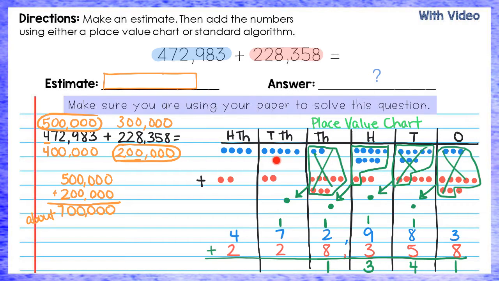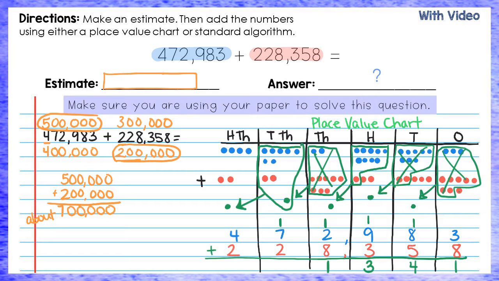So we have, whoopsie, I forgot 2 more. There we go. We have 7 10,000s plus 2. So we have 7, 8, 9, 10. We can regroup all 10 of these. 10 10,000s is 100,000. Let's count.